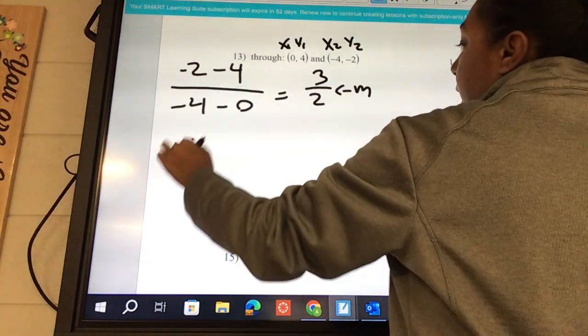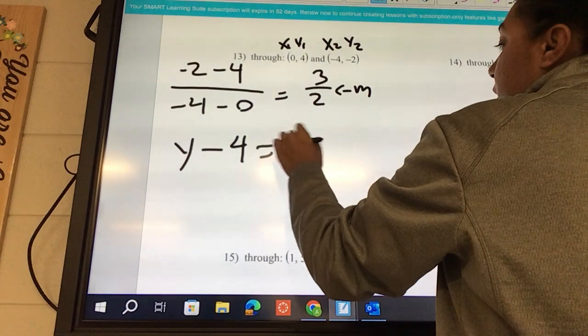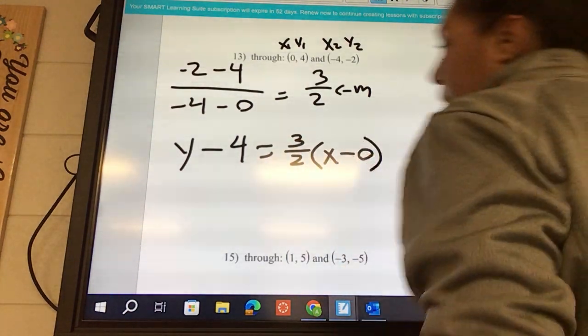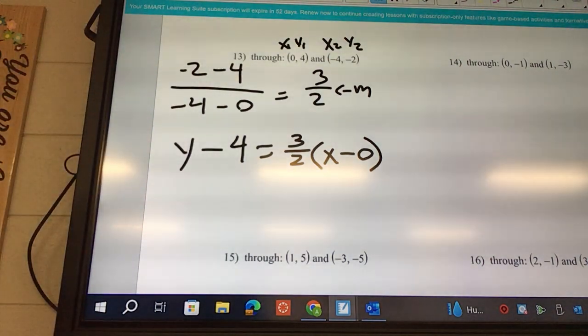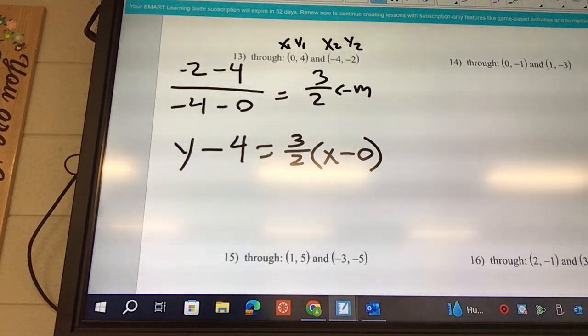Okay, so we're going to say y minus y1 is 4 equals my M, which we now know is 3 over 2. X minus x1 is 0. Okay, do we have any double negatives? No, so then this one's done. There's nothing to change into a plus.